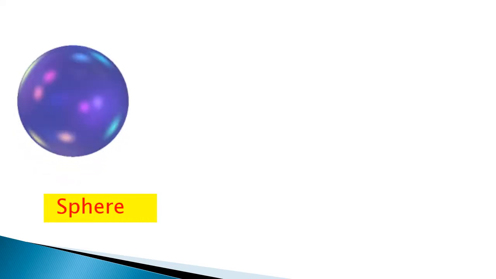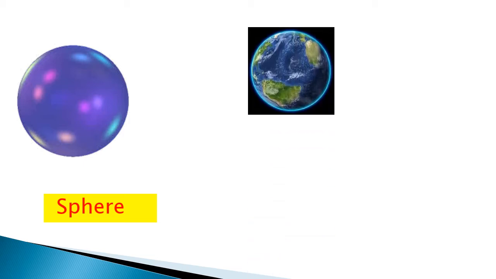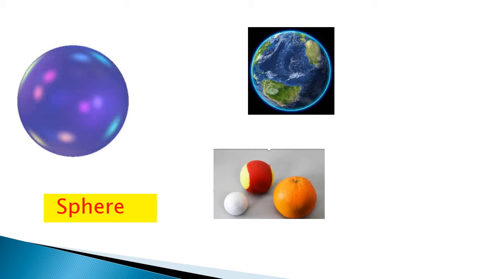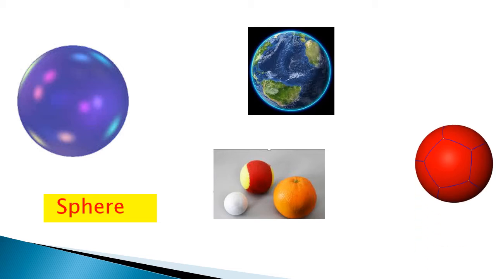Okay, let's see a new solid which is sphere. Sphere, like what? Spheres are in the balls. All the balls are like spheres. Okay? And the earth is like a sphere. And also the orange is like a sphere, the apples are like a sphere, the eggs are like a sphere. Okay?